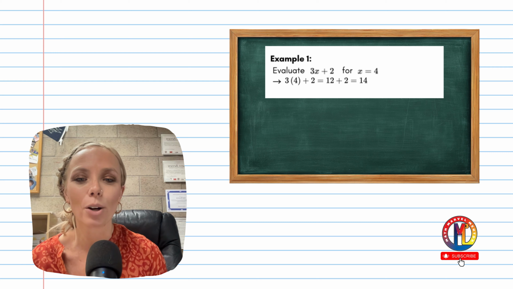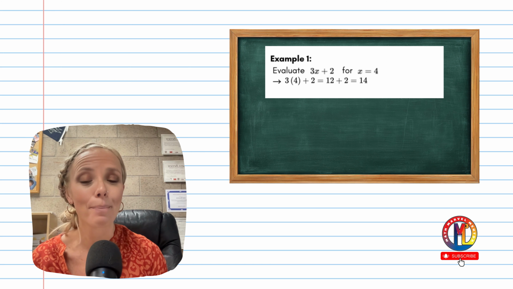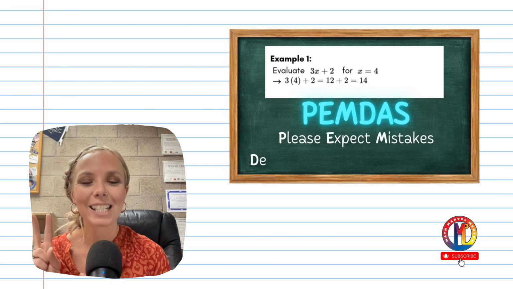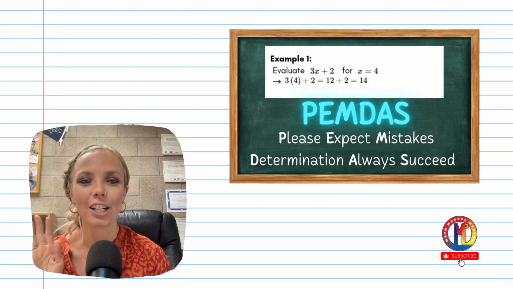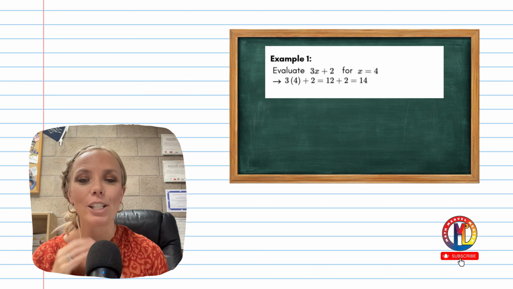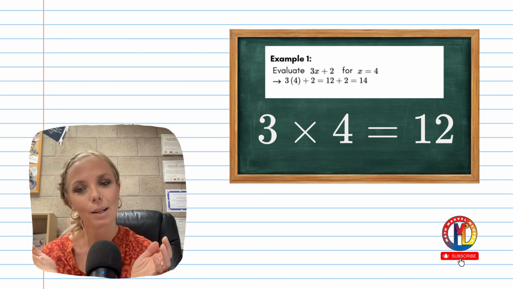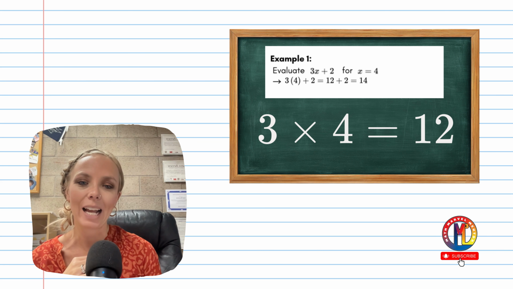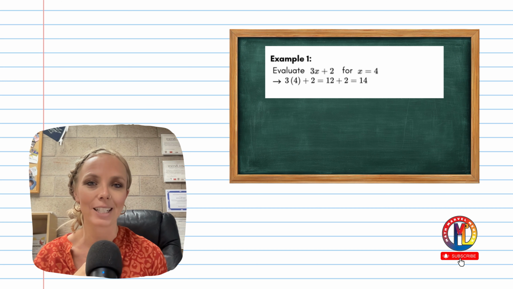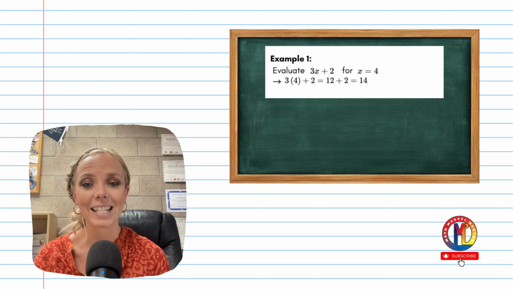And then we follow our order of operations. So we start with multiplication. 3 times 4 is 12, and then we add 2. 12 plus 2 gives us 14. Okay. Let's try this next example.